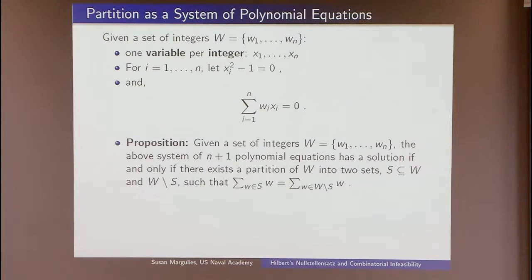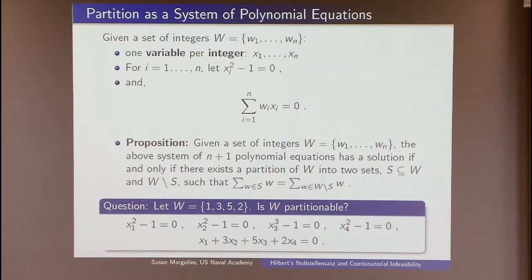Of course, this comes with a nice little proposition. This system of polynomial equations is satisfied if and only if there exists some partition. So here we go. Here we have a system of polynomial equations, and we ask the question, is this partitionable? And you can see that here we have 1, 3, 5, and 2. This polynomial here maps to this polynomial here. These polynomials here determine which side of the partition the integer is on.